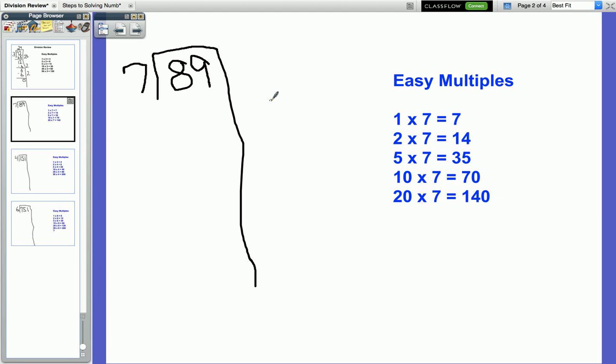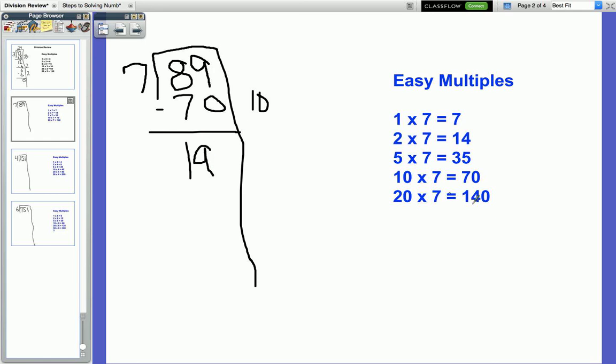Okay, the next problem is 89 divided by 7. Again, I have my easy multiples, and you can see I went to 20 times 7 because that was 140, and I knew that was too much, so I didn't need to continue going any further. So the first thing that I can do is 10 groups of 7, and that would be 70. And then I subtract that, and I'm left with 19.